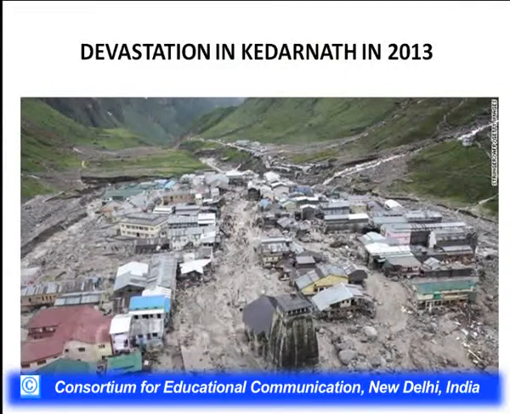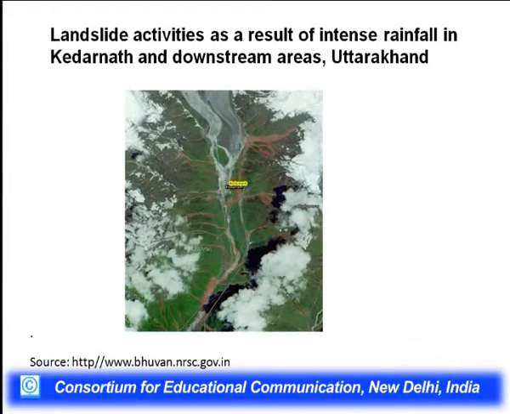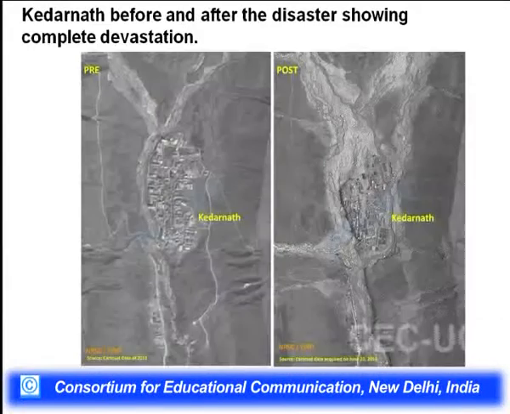This impact was visible for a long time on that region. Many people are still missing. Landslide activity occurred as a result of intense rainfall in Kedarnath and downstream areas. You can see the type of picture at that time and how it occurred.